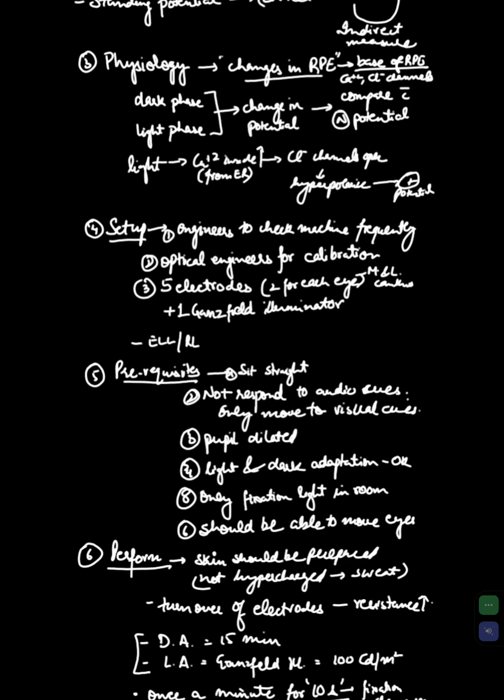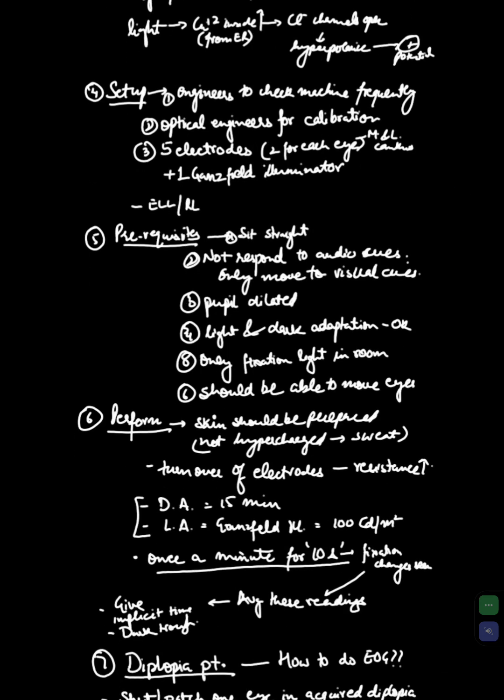How to perform? First, the skin should be prepared. The patient should not be sweaty because sweaty means the patient is overcharged. Turnover of electrodes should be done because resistance increases if they are old electrodes. For dark adaptation, the patient has to wait a minimum of 15 minutes.